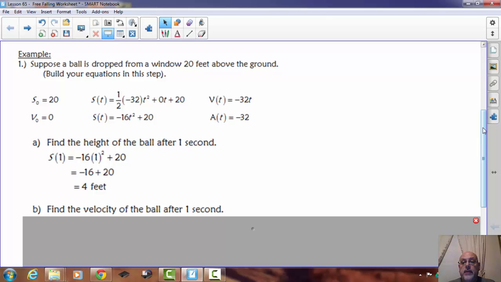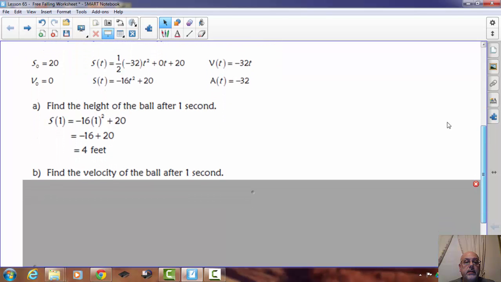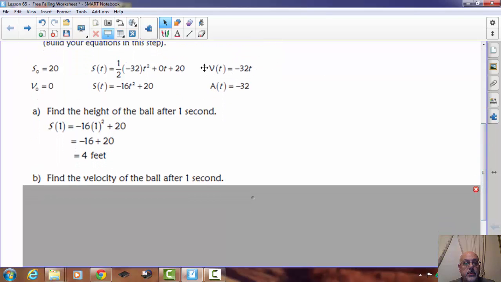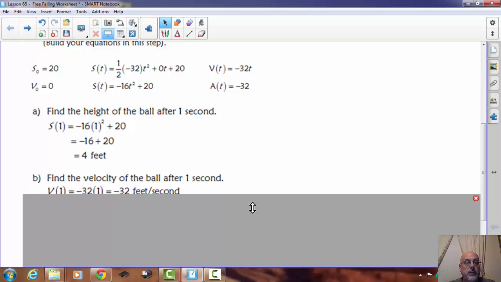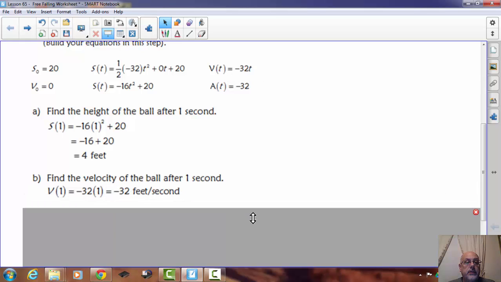Now let's find the velocity of the ball after 1 second. The velocity, here's your v of t function up here. So we'll evaluate v of 1. So the velocity is negative 32 feet per second.